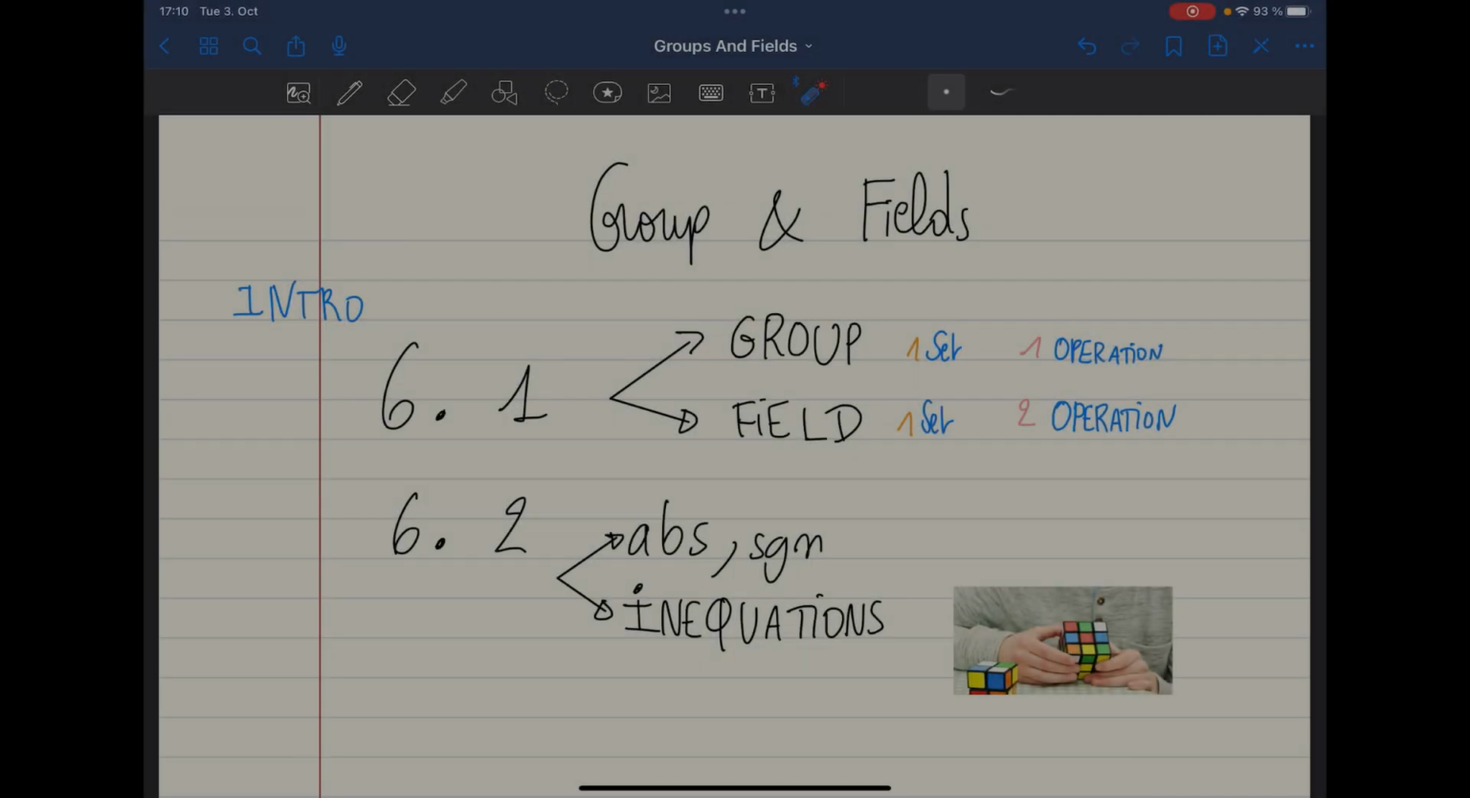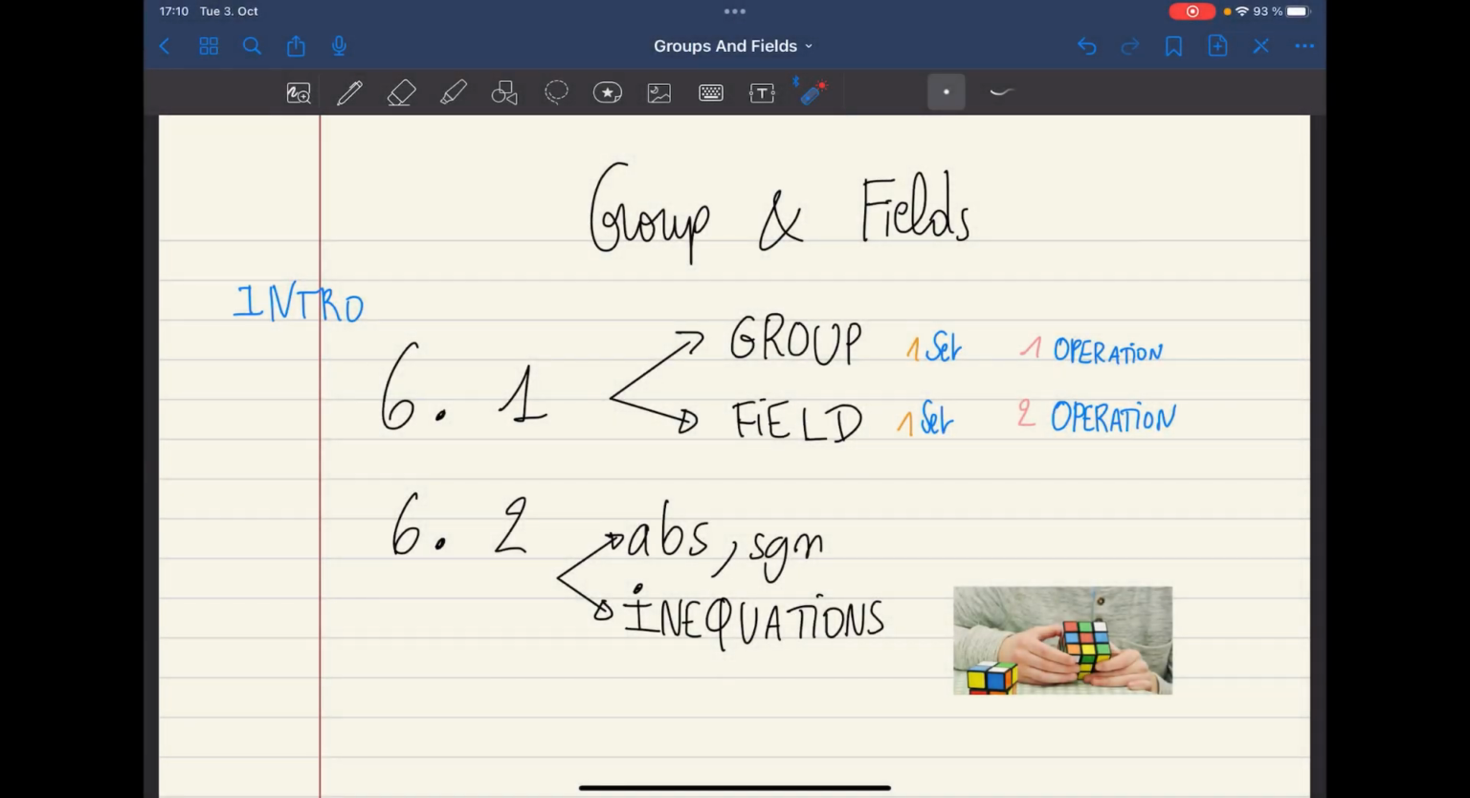Welcome to this video about groups and fields. This chapter is going to be split in two videos. The first one is going to speak specifically about groups and fields, and the second one will be about inequations, which can be really tricky sometimes. Groups are sets with one operation plus many properties. Fields are sets with two operations and many properties.